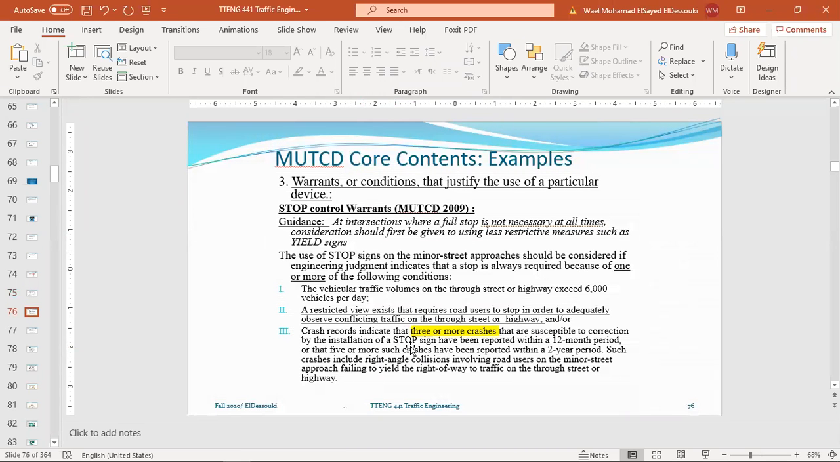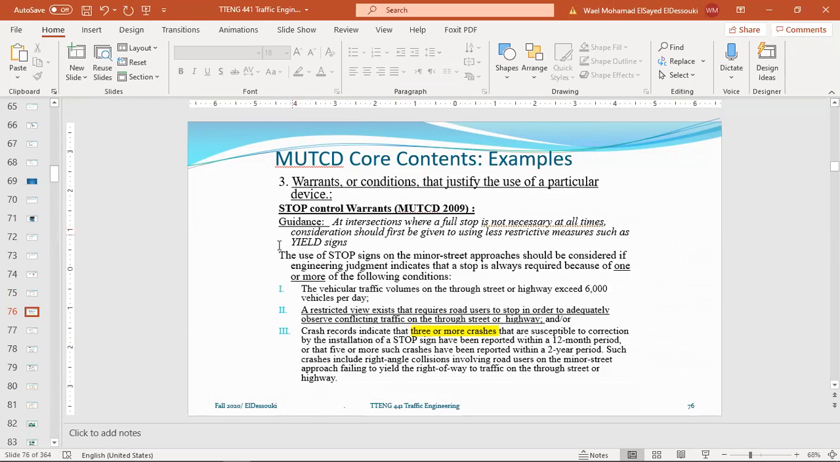Then the third component are the warrants. For each device, you will see guidelines and warrants. First it starts with, for example, the stop control warrants. The guidance gives you advice: at an intersection where a full stop is not necessary at all times, consideration should first be given to using less restrictive measures such as a yield sign. That's the guidance, that's the advice.